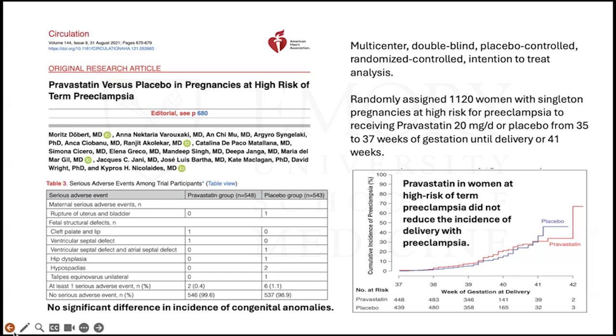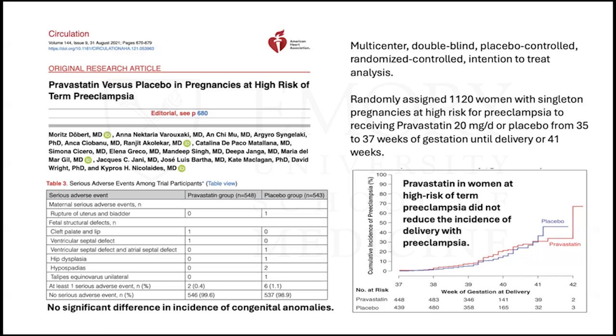Shannon Walker is asking, did trials with pravastatin include women on aspirin in both groups, or was that part of the study? Oh, I can't remember if it was this study or another study, but now that I'm thinking about it, I think it might have been this study that they did include aspirin, or at least some of the women did have aspirin on.